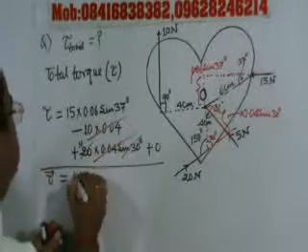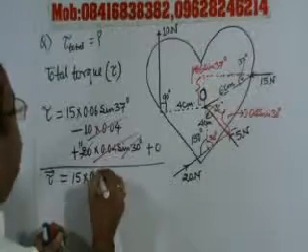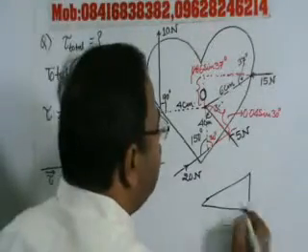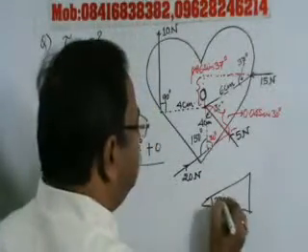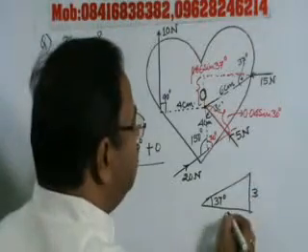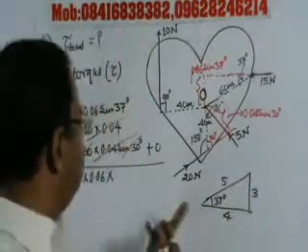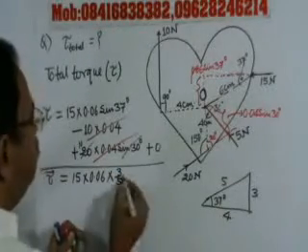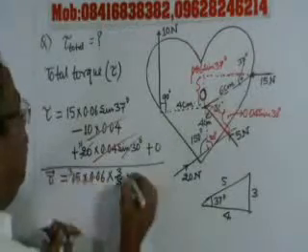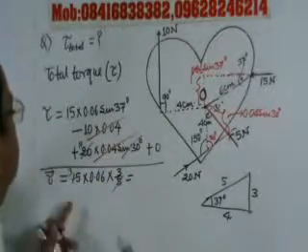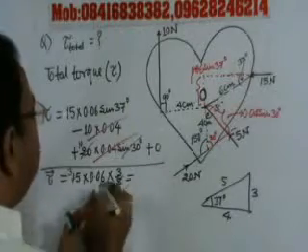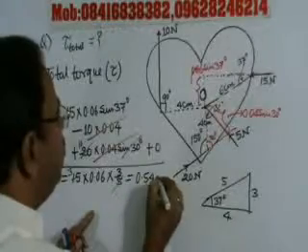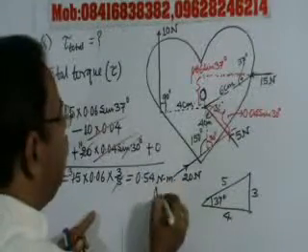This is 15 into 0.06 sin 37 degree. Let us see this triangle. If this angle is 37 degree, then this will be 3, this will be 4, and this will be 5. So sin 37 degree will be equal to 3 by 5. So this is 5 into 3 by 5, and this will be 6 into 3, 0.18 into 3. So this will be equal to 0.54 Newton meter, and this will be the answer.